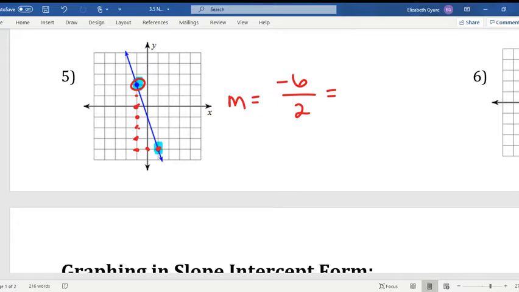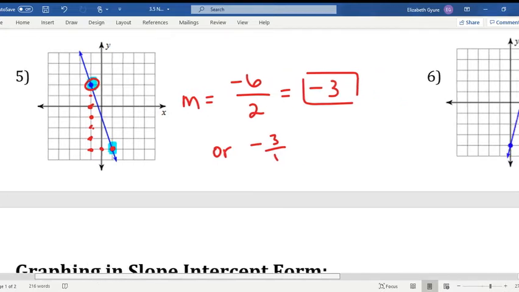Yes. Do you have to put the 1? Can you? Sure. Yeah, it doesn't really matter. But with this one, negative 6 is divisible by 2. So you could make it just negative 3. But I would also take negative 3 over 1 if that helps you. Okay. What this means in terms of a graph is you would go down 3 units and then right 1 unit. Down 3 units, right 1 unit. All right. And then last one for this part, number 6.